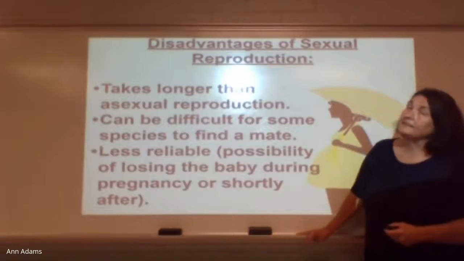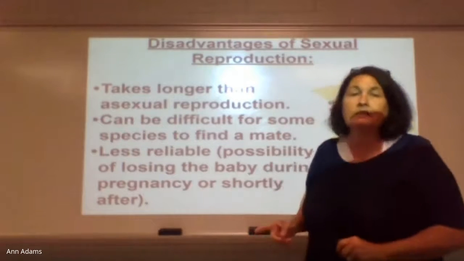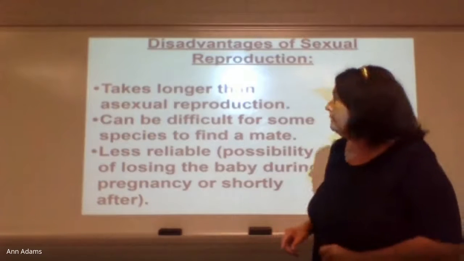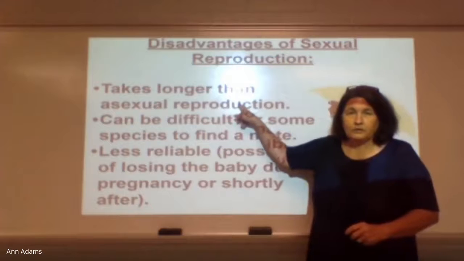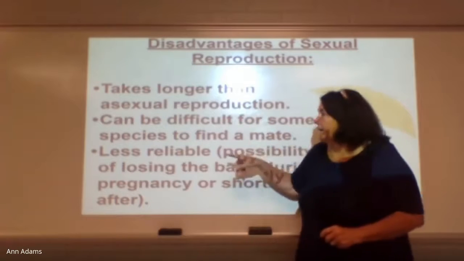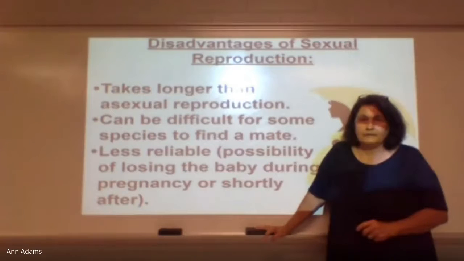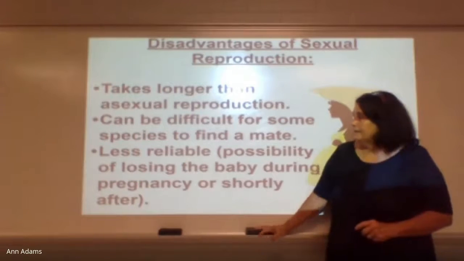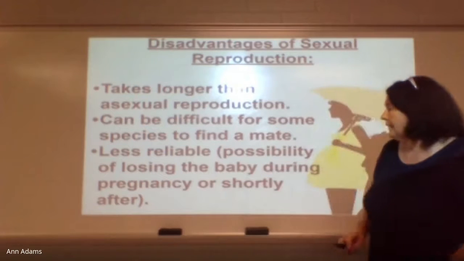Now, the disadvantages. We got the advantages, now we've got to turn around and get the disadvantages. Okay? It takes longer for sexual reproduction. It can be difficult for some of the species to find a mate. And it's less reliable. Okay? Those are your three disadvantages.